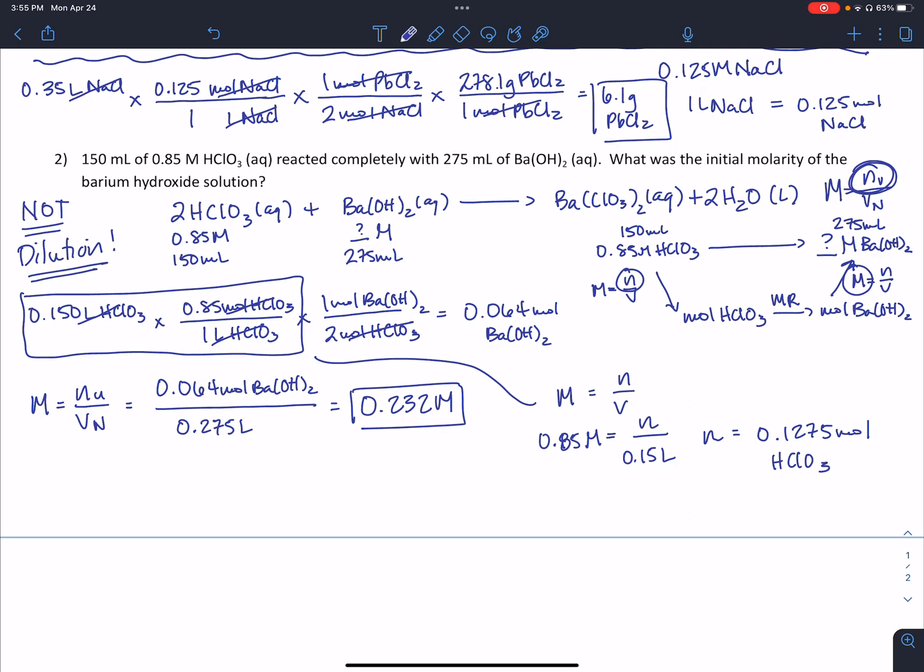Then if I plug that into my mole ratio step, I end up dividing that by 2, and I get 0.064. So you can see I'm going to get the same value. Either way is going to work. Conversion factor, using the formula, it's whatever you are most comfortable with. If you have any questions, please let me know.